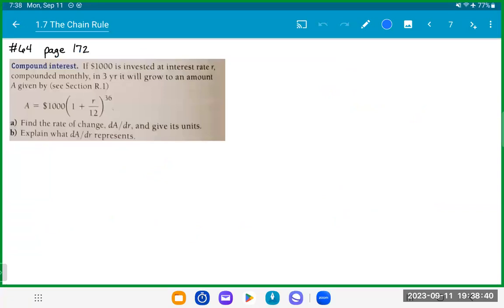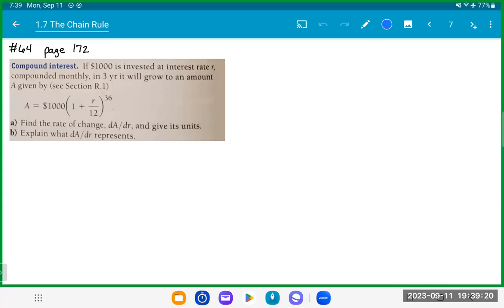All right, this is the last example from this section. This is number 64 on page 172. It is a word problem, an application problem, and it's a compound interest. So if $1,000 is invested at an interest rate R and it's compounded monthly, in 3 years, the amount will grow by the formula that we're given here. We want to find the rate of change and give its units and then just explain that.